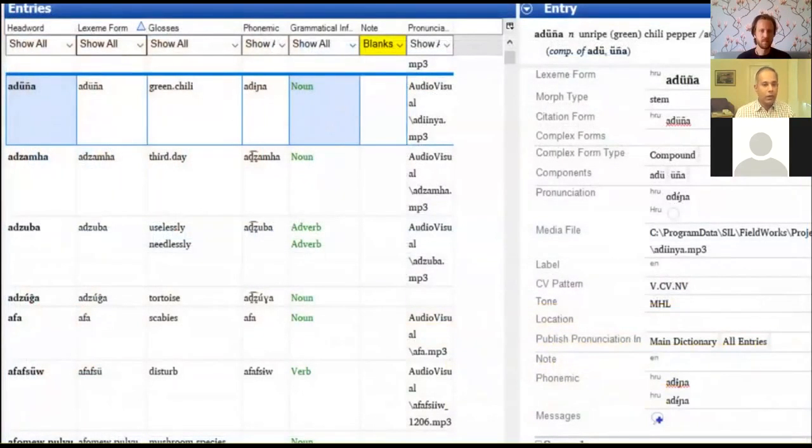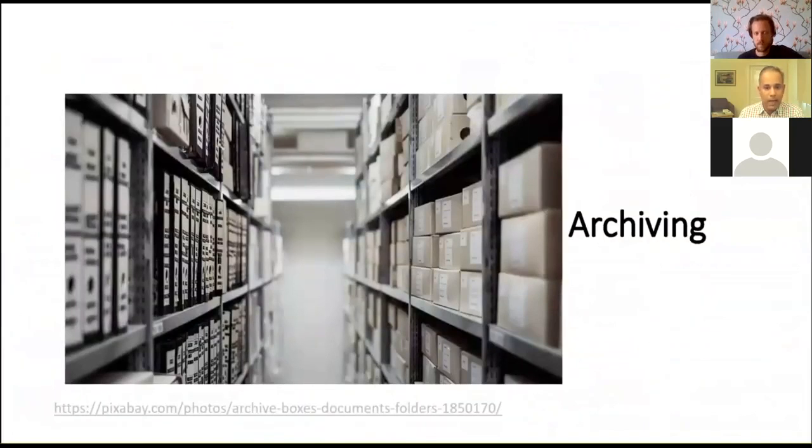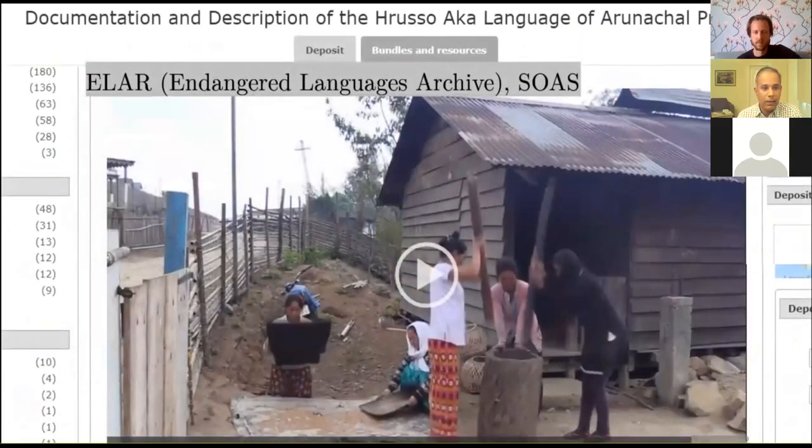We are also working on a Hrusso Aka dictionary. We already have a corpus, 3,500 words, and the word list is growing by the day. And then we finally find the final step of language documentation. The fourth step is archiving, and the data is archived at ELAR, Endangered Languages Archive, SOAS London.